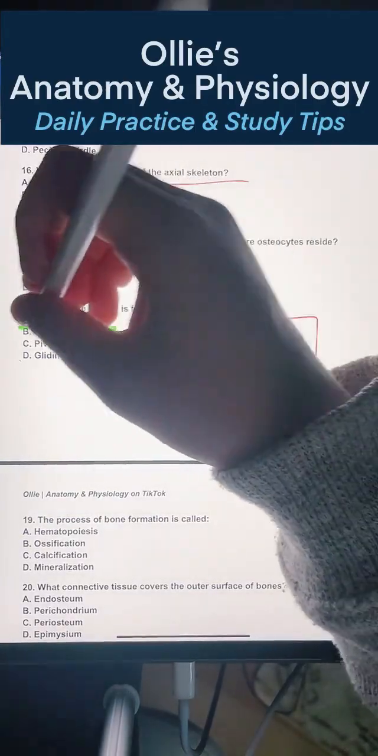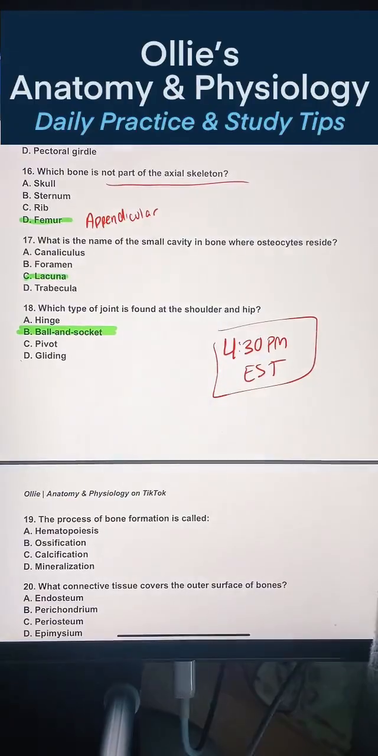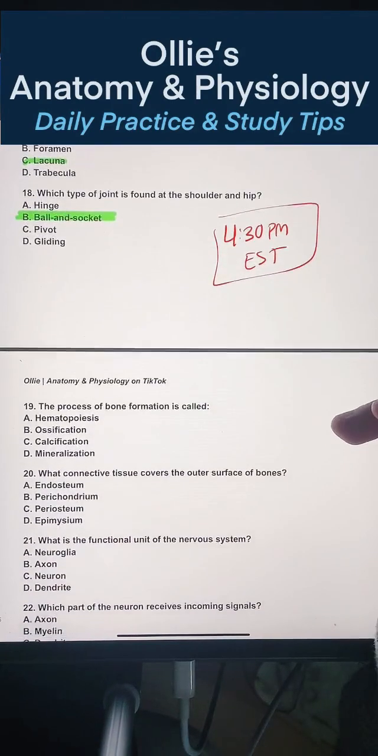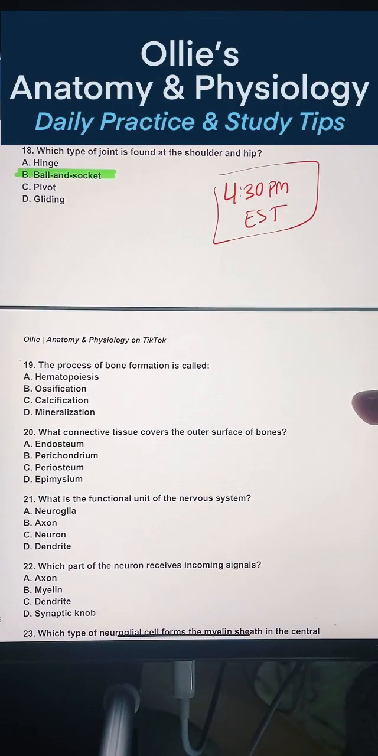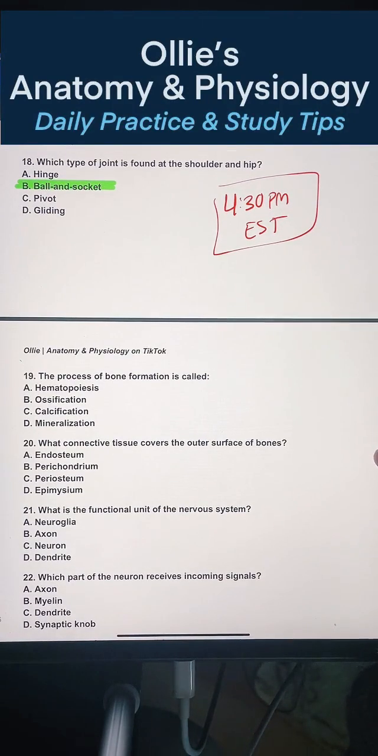The answer is ball and socket. Those are synovial joints that allow for the greatest range of motion. You have the greatest range of motion at your shoulder and your hips. Hinge would be at your elbows, knees, and whatnot. Number 19. The process of bone formation is called what?